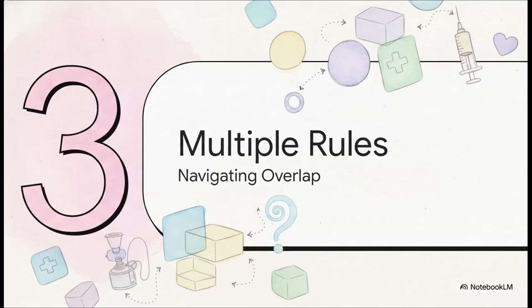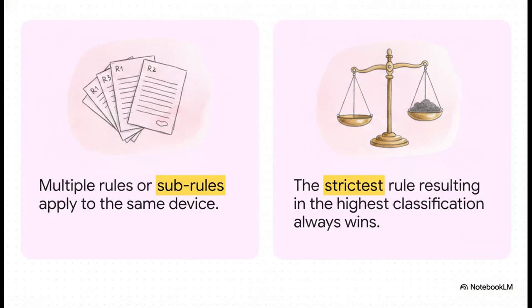That brings us to Section 3, applying multiple rules. So here's the absolute golden rule of the MDR classification system. When you've got multiple rules, or even subrules within the same rule, applying to the same device based on its intended purpose, the strictest rule, resulting in the highest classification, always wins. You can't simply cherry-pick the lowest class to save on compliance costs. The single characteristic that falls into the highest risk class determines the class for the whole shebang.